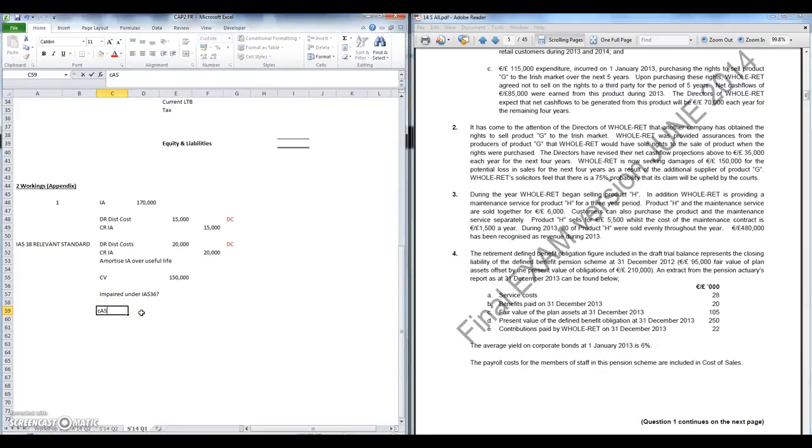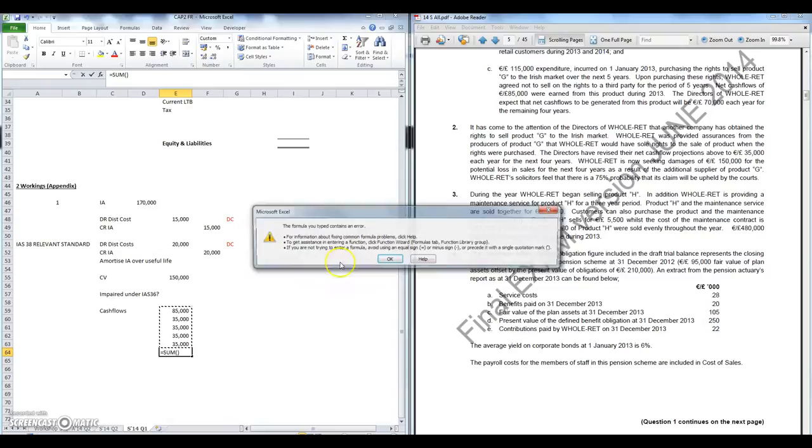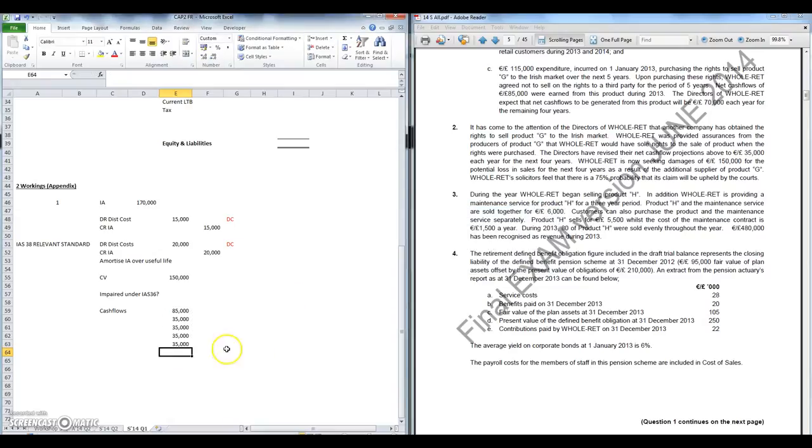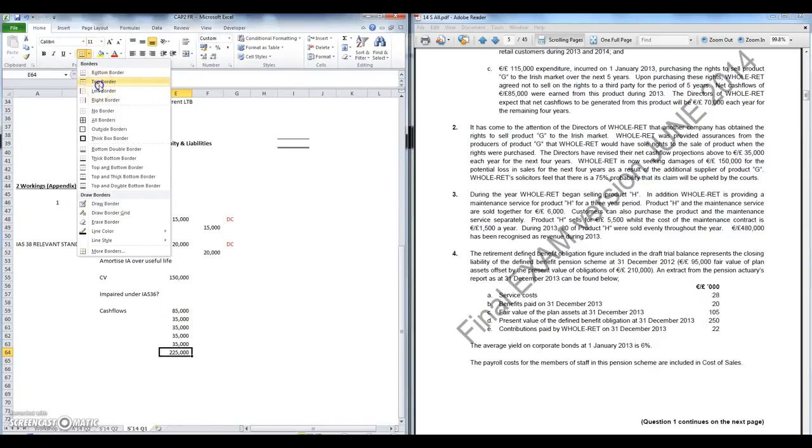So the cash flows are 85,000 for year 1, so up here. And instead of taking the 70, if you hadn't realised point 2, you would have taken the 70, but it's actually 35. 35 for year 2, year 3, year 4, and year 5. So total cash flows are 225,000. Now that is not what to use for the value in use.